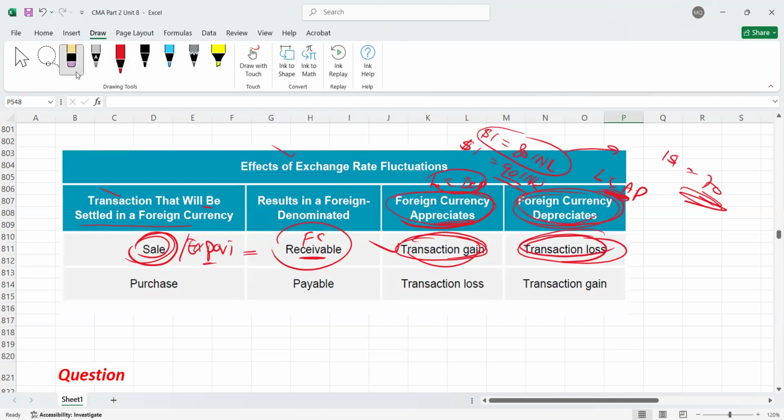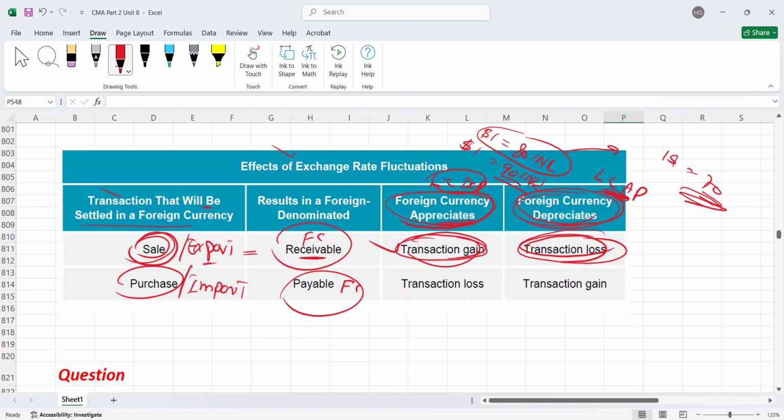But now please remember, for purchases. Obviously, when you buy goods from a foreign country, purchases can also be written as imports. When we import goods, it means we have to make payments in the foreign currency, right? You have a payable denominated in the foreign currency due to the import of the goods. So you have foreign currency payments now.